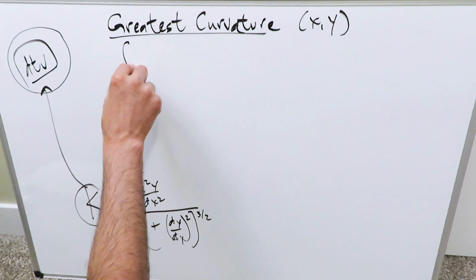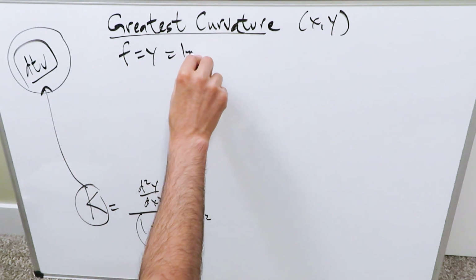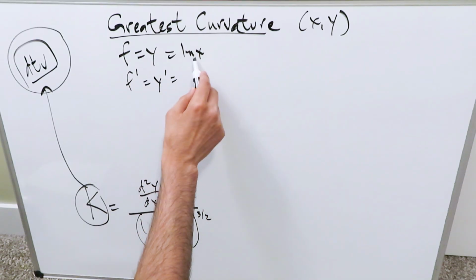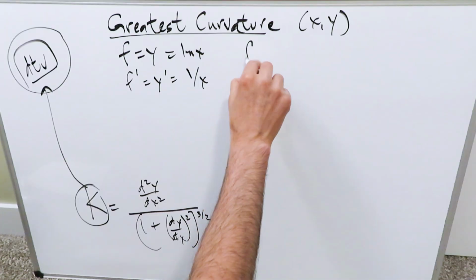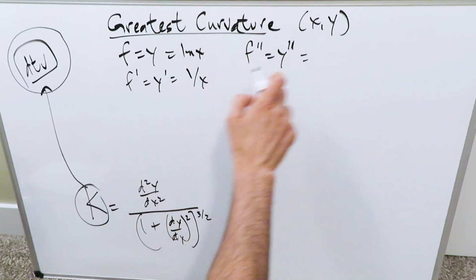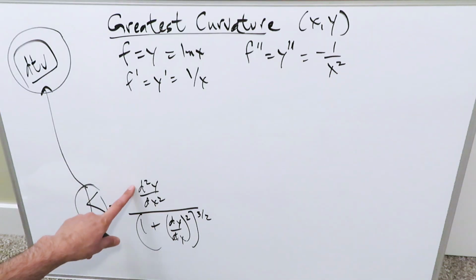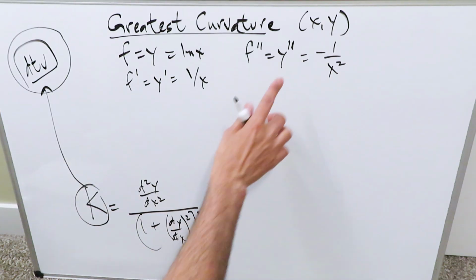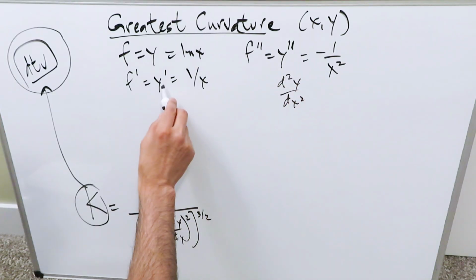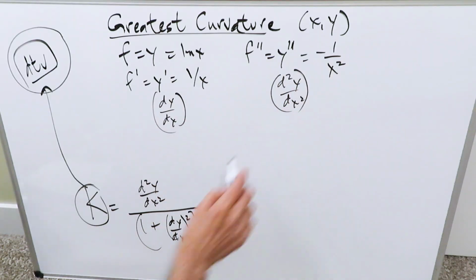But I told you already, my f here, which is equal to my y, my function, is equal to natural log x. And I know my first order derivative, y prime of natural log x, is 1 over x. I know my second order derivative, y double prime, is the derivative of 1 over x. You know that to be minus 1 over x squared. Look, I have a representation here d square y over dx squared. This right here is equal to d square y over dx squared. This right here, y prime, is equal to dy over dx. These are just different ways of representing the same thing.